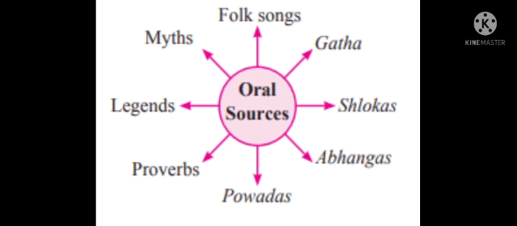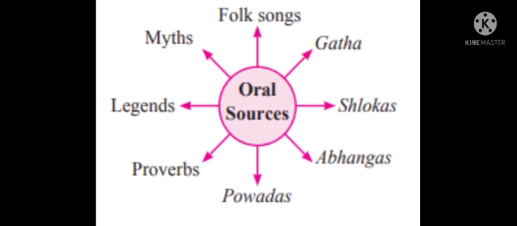Now let's look at the oral sources of history. Oral sources include folk songs, gathas, shlokas, abhangas, povadas, proverbs, legends and myths. Let us understand the meanings one by one. Folk song is a song that originates in a traditional popular culture. Gatha is a song or verse. Shloka is a poetic form used in Sanskrit. Abhanga is devotional poetry sung in praise of Hindu god Vitthal or Vithoba.